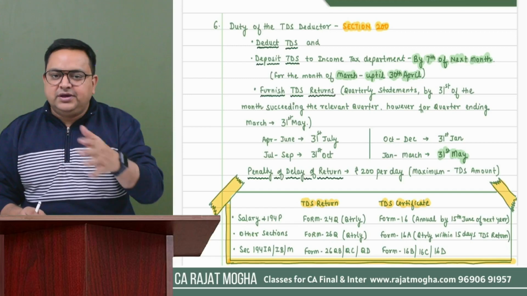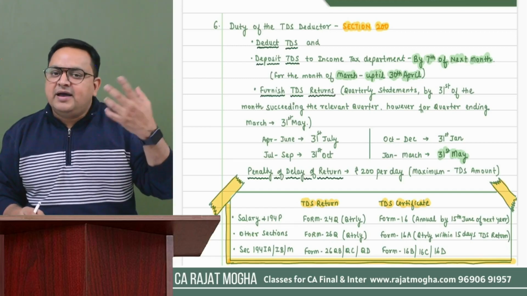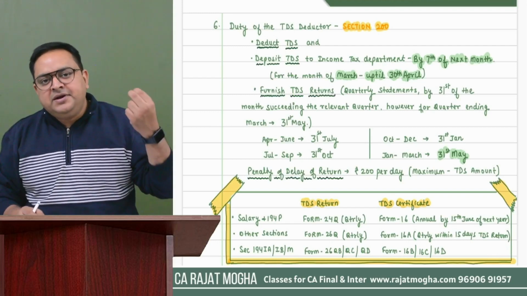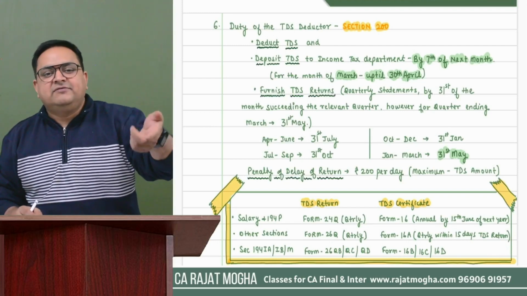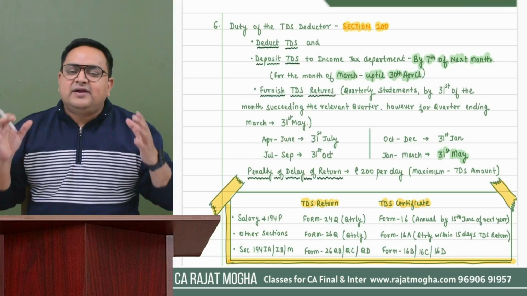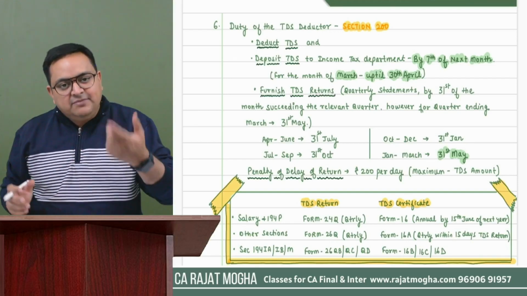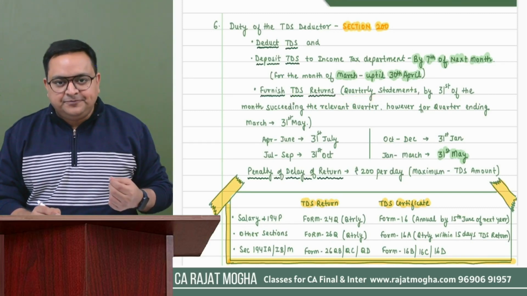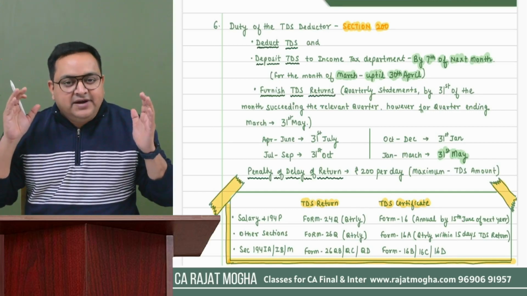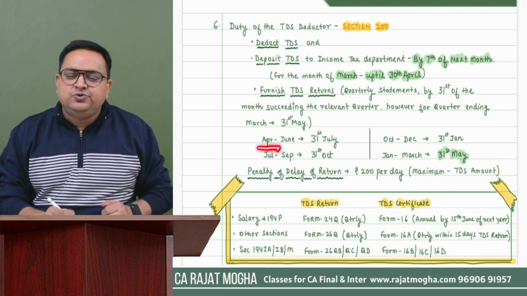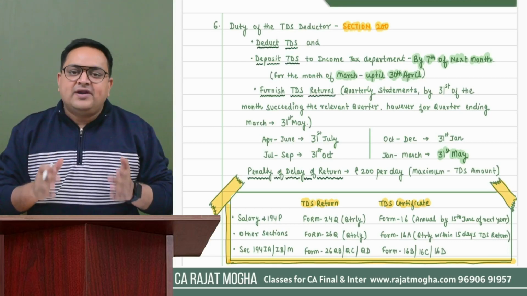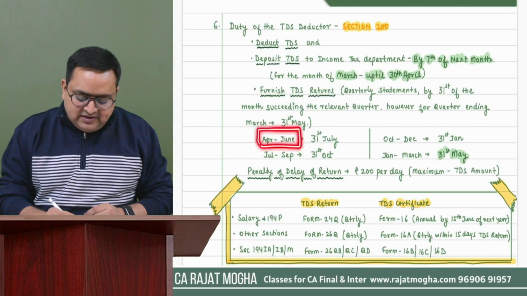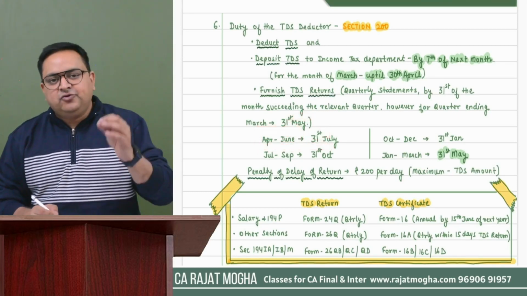So let's say I am a company. There are so many employees working for me, and whenever I pay salary, I deduct TDS also, and deposit it by 7th of next month. But I will furnish a statement to the income tax department. Every month should I furnish the statement? No, you have to furnish the statement on a quarterly basis. So whatever TDS I have deducted in April, May, and June, that is the first quarter, I should furnish the statement by 31st of the succeeding month. April, May, June, what is the next month? July. So by 31st July, I have to furnish this statement.